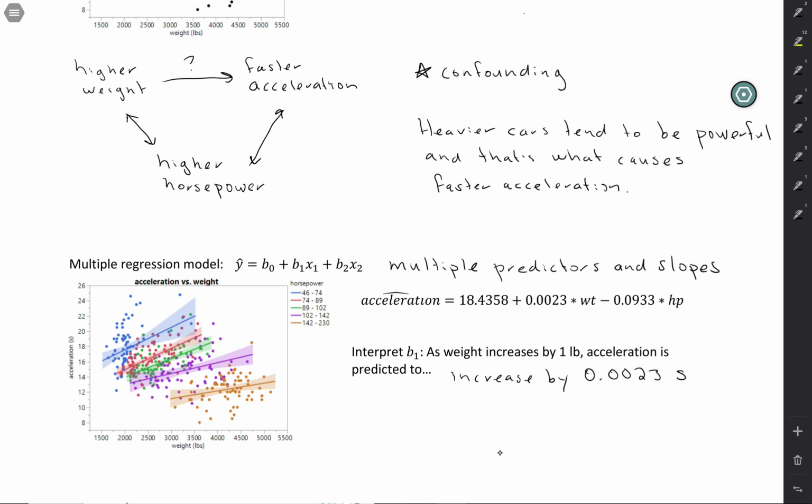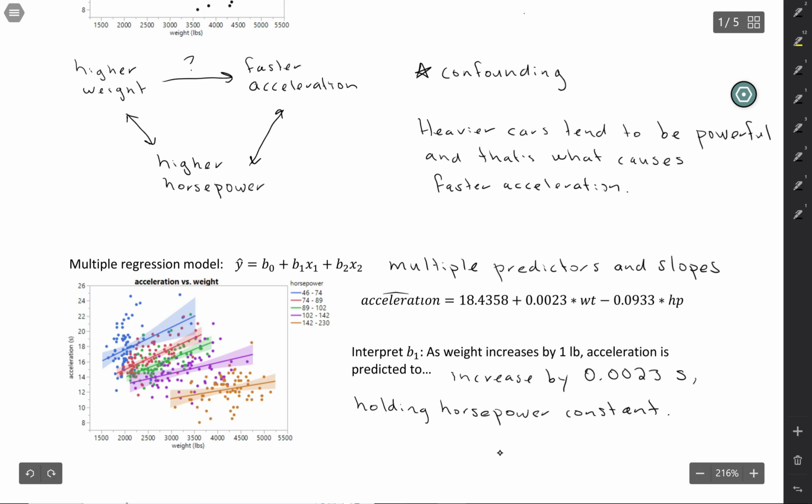But we also have to acknowledge that we have taken horsepower into account in this model. So we're going to add a little tag here at the end, holding horsepower constant. Sometimes you'll also see things like controlling for horsepower or adjusting for horsepower, something like that, but something to acknowledge that you're taking horsepower into the model.